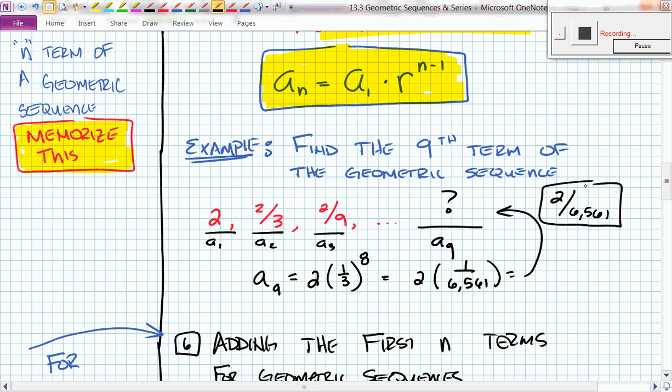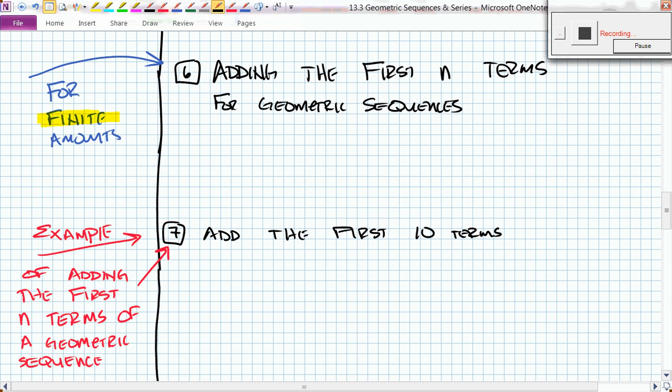And it's easy as pie. You guys ready to do it? Okay. 6th box. We're going to add the first n terms of a geometric sequence. So we're talking about a finite amount, which means that the sequence ends somewhere. It terminates somewhere. All right?